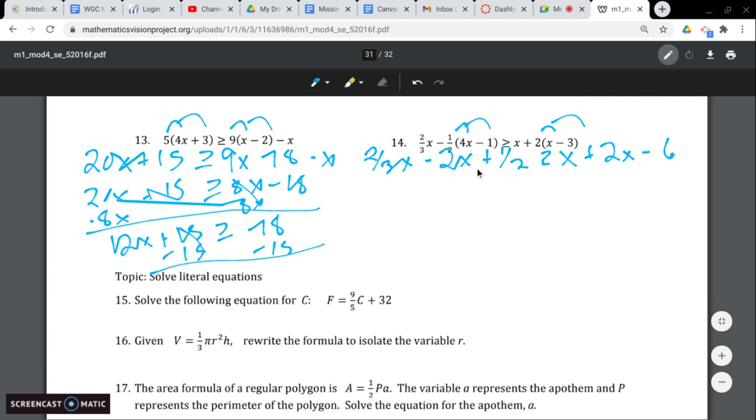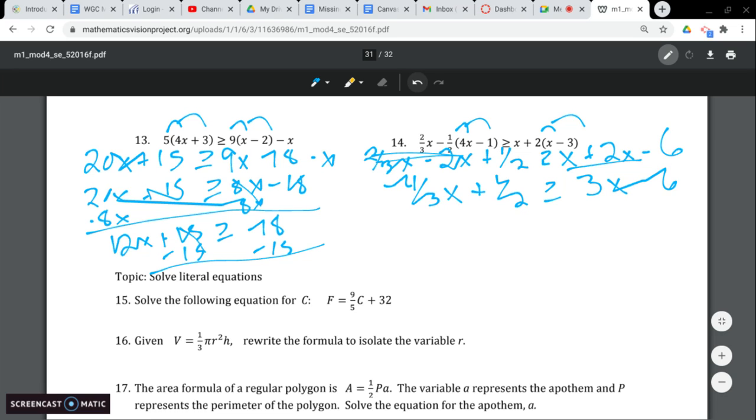So we have 2/3 x minus 2x. So if we take 2/3 and we subtract 2 from it, we're going to get 4/3 or 1 1/3. So I'm going to write it as 4/3, and it'll be a negative 4/3 x. So that took care of those two. Plus 1/2 is greater than or equal to. Now, x plus 2x is going to give me a 3x minus 6.